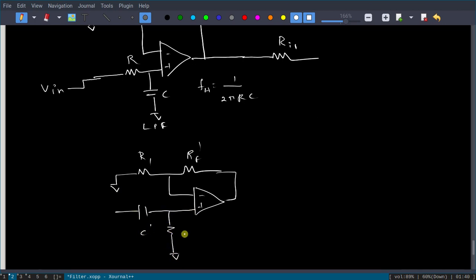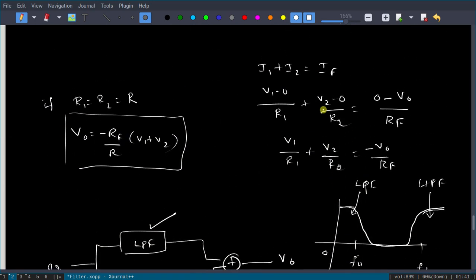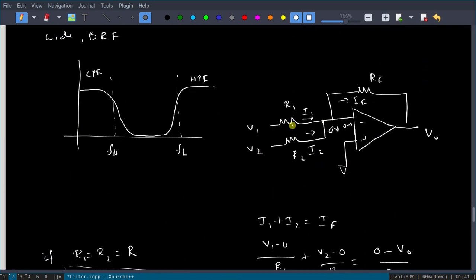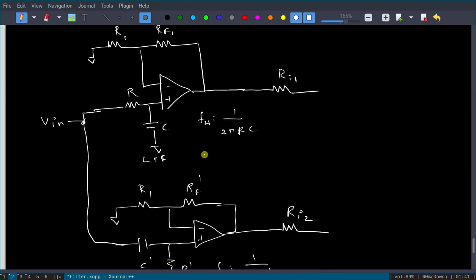This one is decided by C dash and R dash, where FL is decided by 1 by 2 pi R dash C dash, and the same input is given here. This I have to add, so I will write RI2. See how we added in the summing amplifier: voltage 1, voltage 2, use resistor and feedback resistor. Do the same thing. The low pass filter signal and the high pass filter signal, you have to add both together.